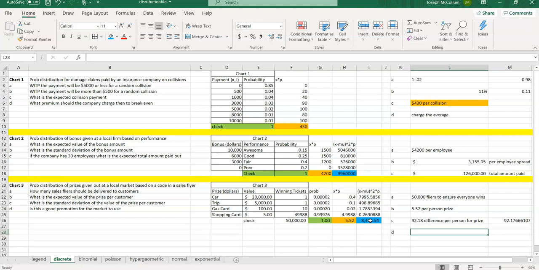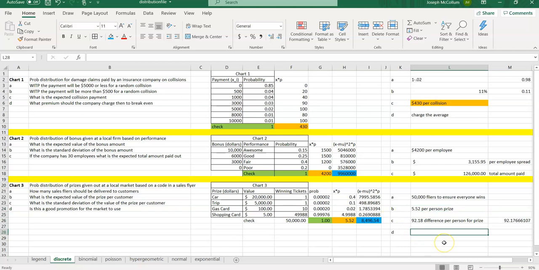All right, D, is this a good promotion? Well, that's really up to the grocery store, the market. Is this a good promotion to use? I think so, because I'm looking at this. So what? We're going to give out pretty much $5.52 per person. But I guess I got to be careful.